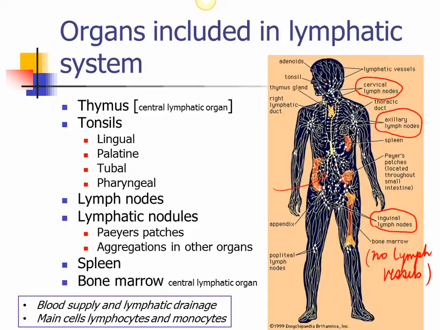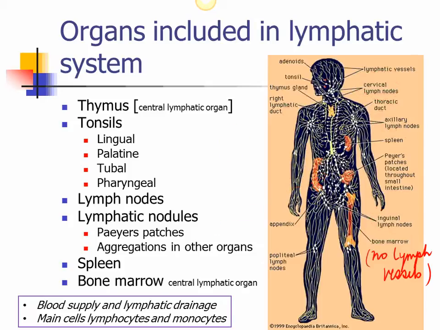And then we have what are called lymphatic nodules. Nodules are also known as follicles. These are round structures of lymphatic tissue, made up of lymphocytes and macrophages. The main cells in the lymphatic system are lymphocytes and macrophages. These are the nuclei which you see. It's in a round shape, but these nodules, or follicles, are present as part of another organ.